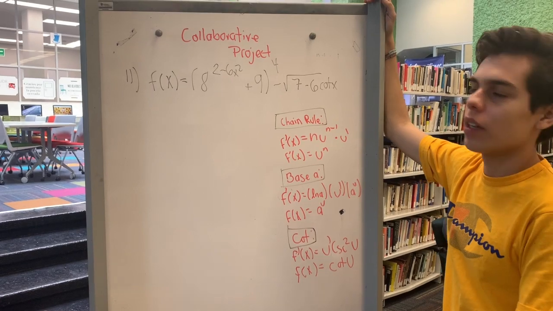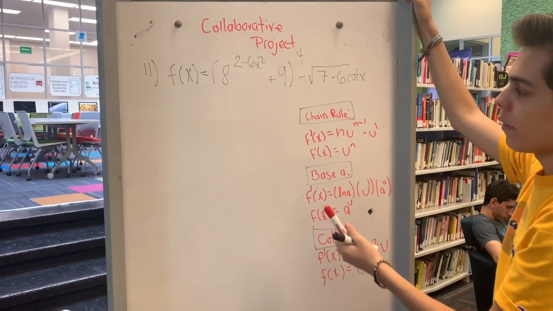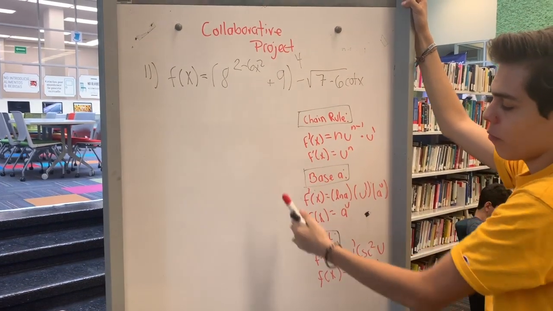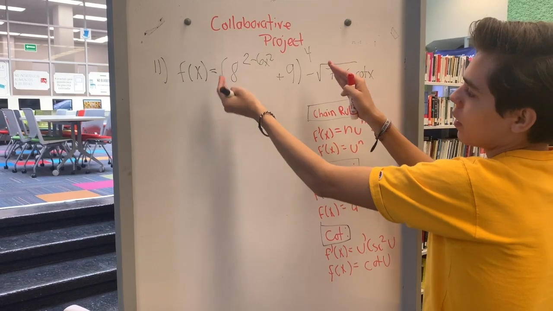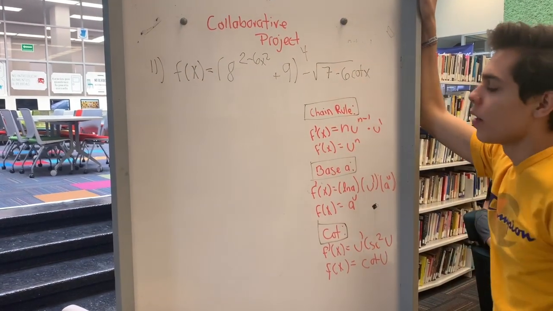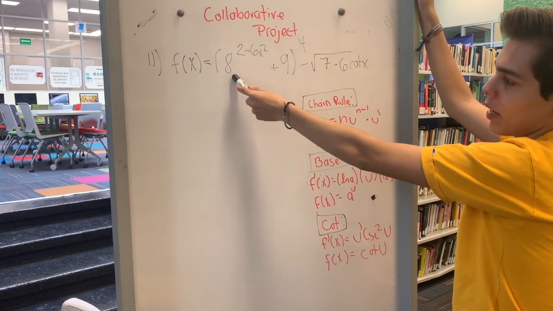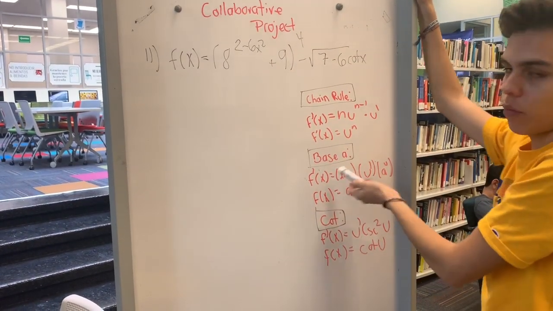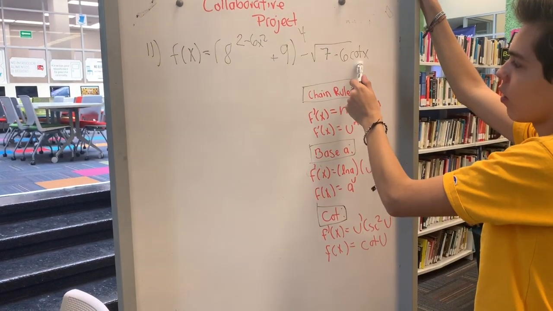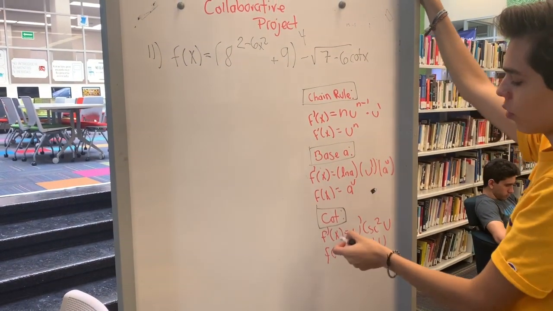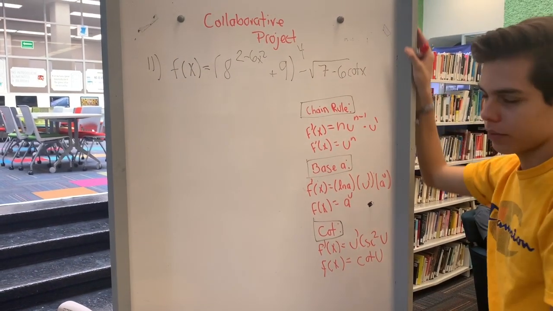So this is the collaborative project. We have problem 11, and first to solve it, we need to identify what formulas we need so that we can start solving it. Because we have this in parentheses with an exponent of 4, we're going to use the chain rule. Then we have a base to an exponent, so we're going to use base a. And then we have a cot, which is a trigonometric function, so we're going to use the rule with cot.